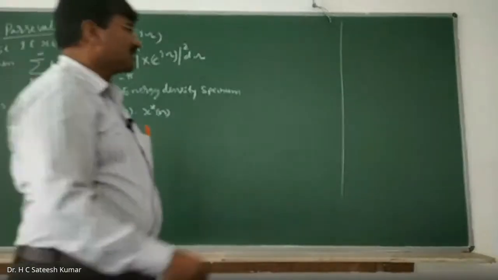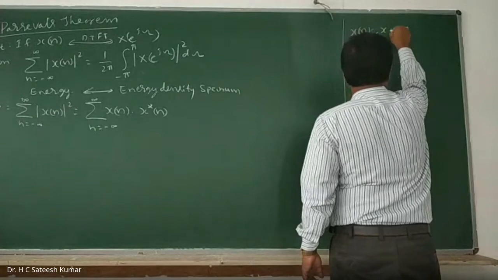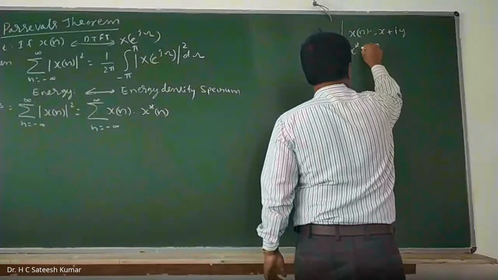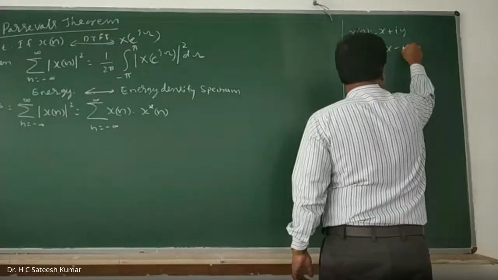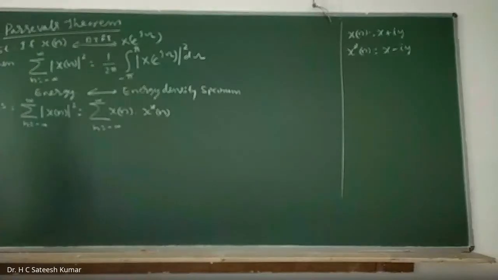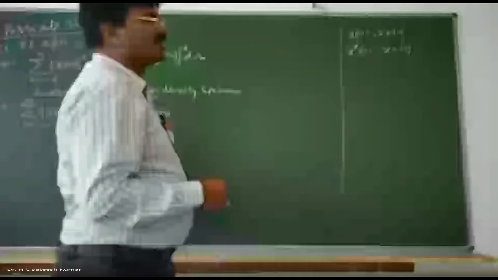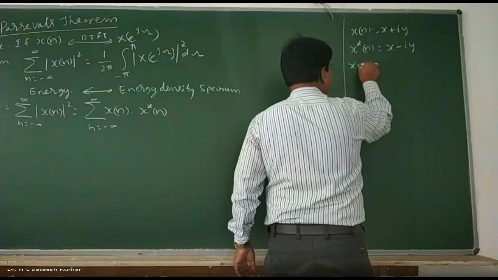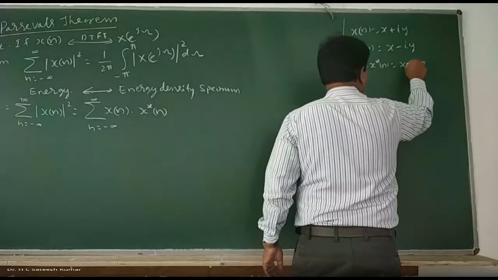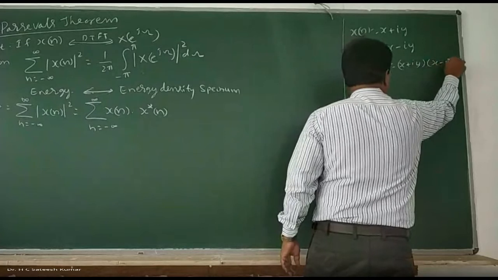Let's take x of n is equal to x plus j y, some complex quantity. X star of n is equal to what? X star of n is equal to x minus j y. So therefore, x of n into x star of n is what? Is equal to x plus j y into x minus j y.